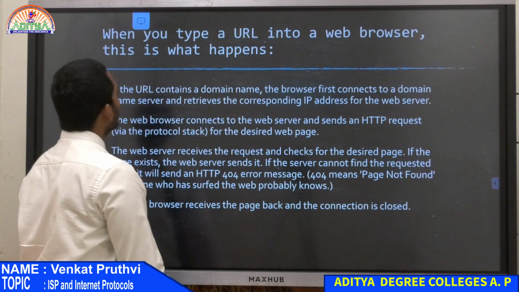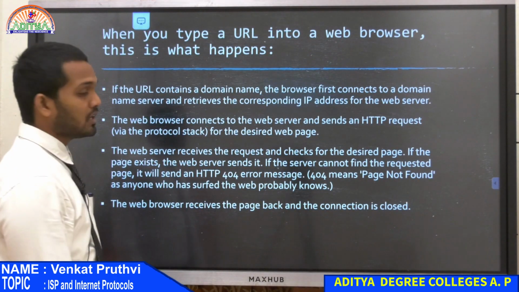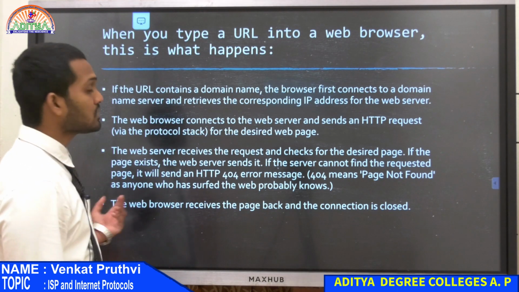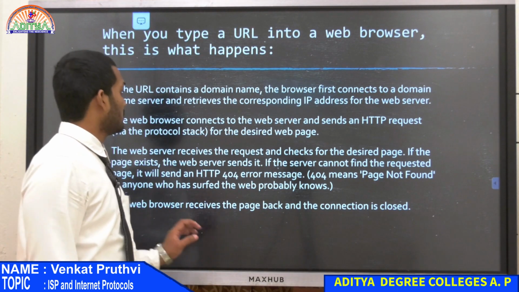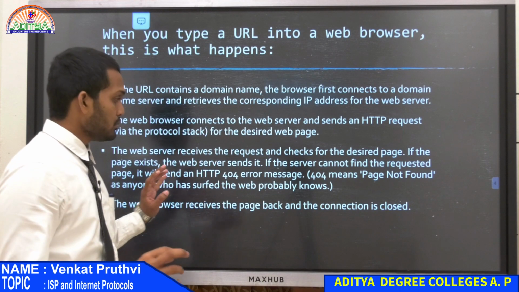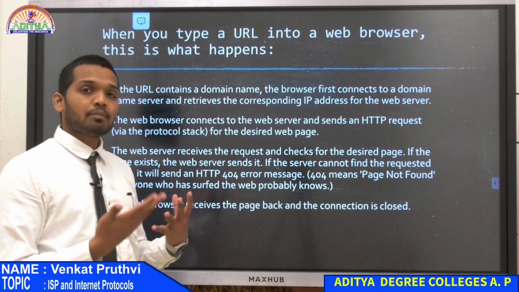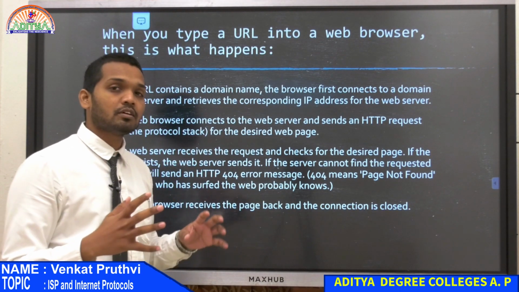Okay. And then when you type a URL in the web browser, what is it that happens? We are going to discuss this, and you will understand what happens when you type something in the web browser.